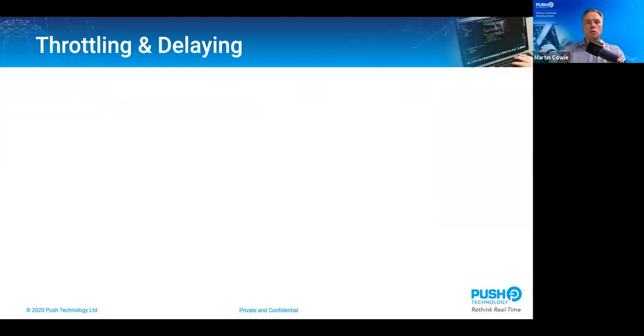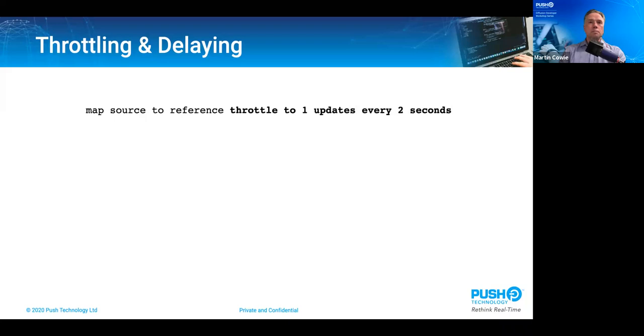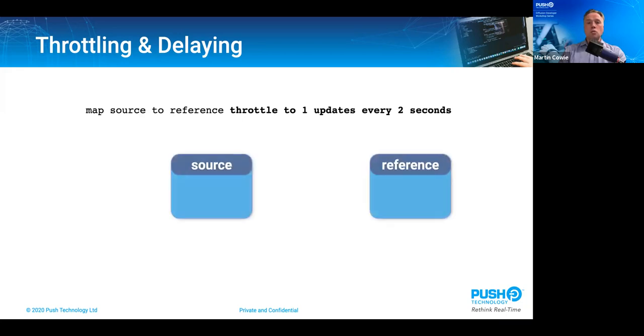We can also throttle topic views. This imposes some limit to the number of updates that a reference topic will receive, independent of the frequency of updates to the source. And we can do this with the throttle keyword. We can see that here, working on imaginary topics, source and reference. So the higher number of updates delivered to the source is constrained to a lower number of updates to the reference topic.